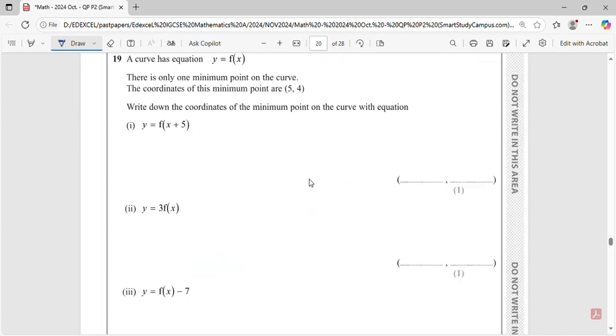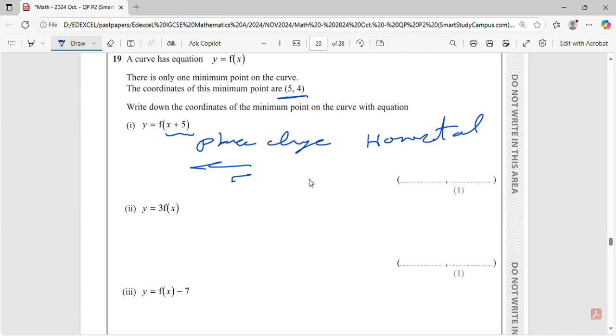Question number 19, he asked me about the transformations for the functions, and he said that we have a curve which has a minimum coordinate 5 and 4. So I need to write the new minimum point after this transformation. The first thing is plus 5, and we know that plus 5 means a phase change. Phase change is a horizontal change, and as long as it's positive, it goes left 5 steps. So it's only effective on the x-axis, so it would be 5 minus 5 and 4, which equals 0 and 4.